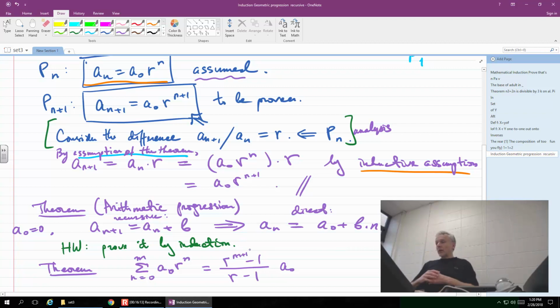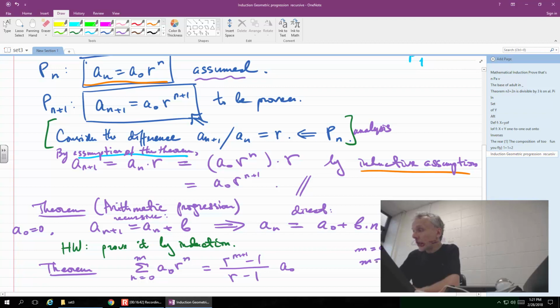So once again, let's verify it. If m is equal to 0, then there is only one term in the sum on the left. Does it work out? Yes, it does. The fraction on the right disappears, and you're left with a naught. Okay, so that's the base. So for m equal to 0, we have a naught equal to a naught.